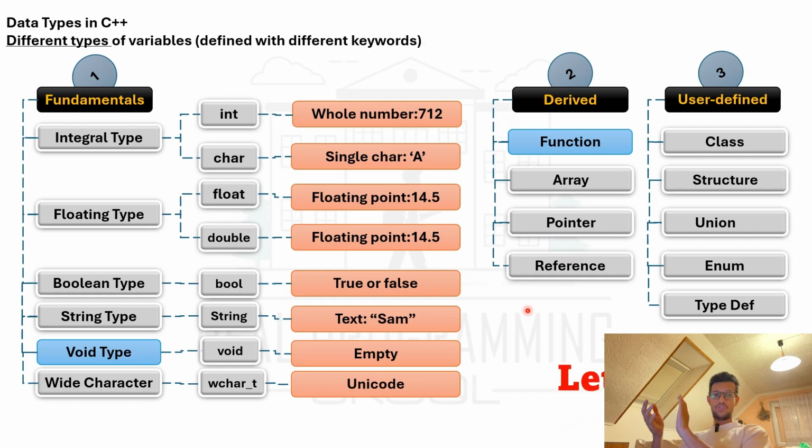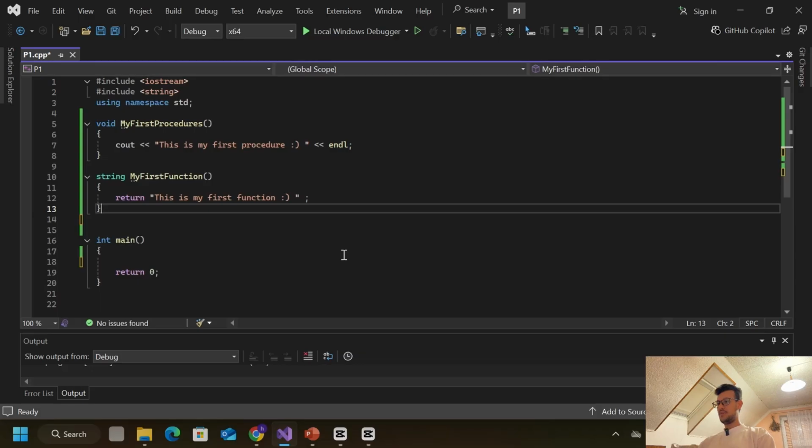Now let's go to Visual Studio to see how this program is going to work. All right, this is our program, as we said. Hashtag include iostream, hashtag include string, using namespace std, and we write the procedure and the function above the main function. Don't forget this. So we have here void, my first procedure, we always use void for it, two brackets, curly brackets, cout, "this is my first procedure", less than, endl.